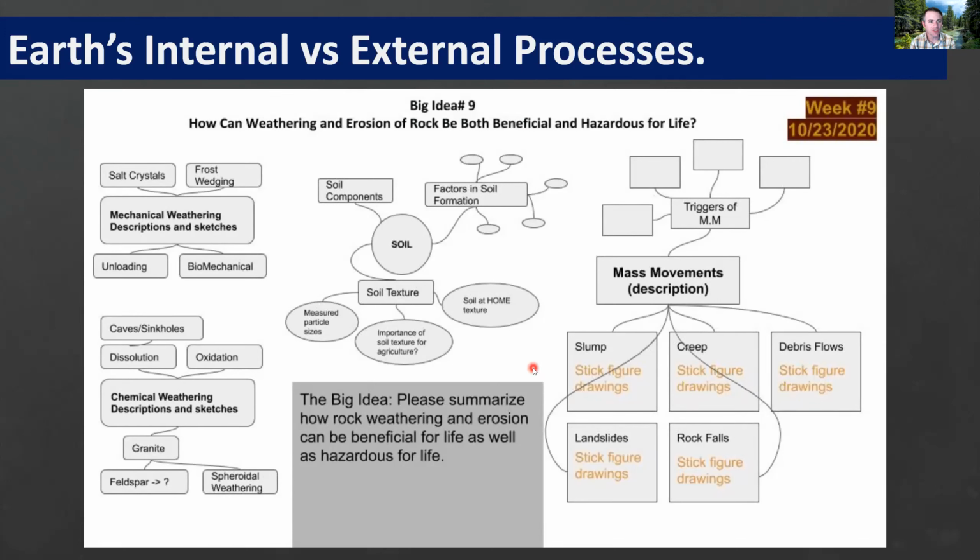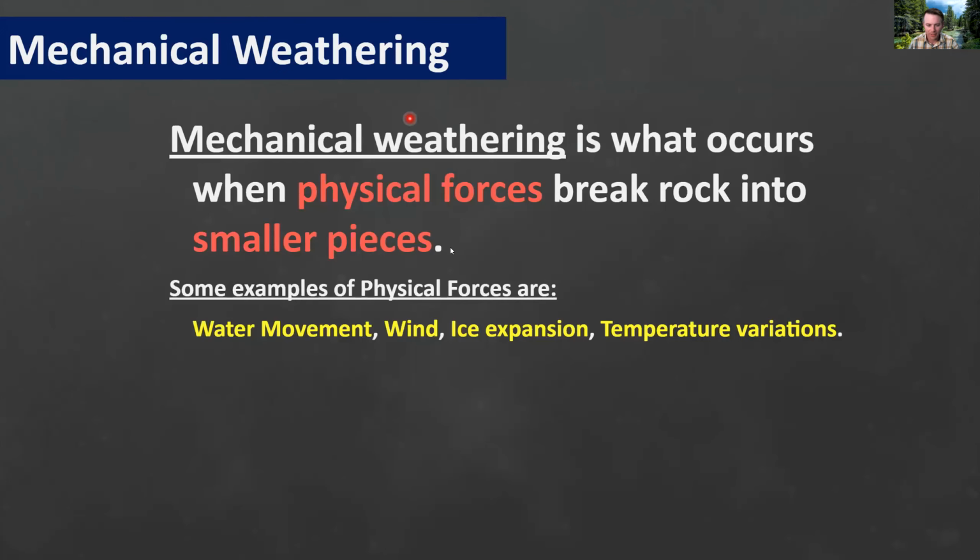So for this week, for your sketch notes, here's what we're looking at. For the big idea, number 9: how can weathering and erosion of rock be both beneficial and hazardous for life? That's what we're going to try to tie together in the context, the lens of tonight. So basically, we're going to spend the first part of the night looking at mechanical weathering and chemical weathering, figuring out what it means to have these rocks weather, and giving you a few examples. We'll take a look at the soil that it makes, and then we'll take a look at mass movements. When we talk about mass movements, that's our landslides, and there's like 5 different flavors of those down there that you can see.